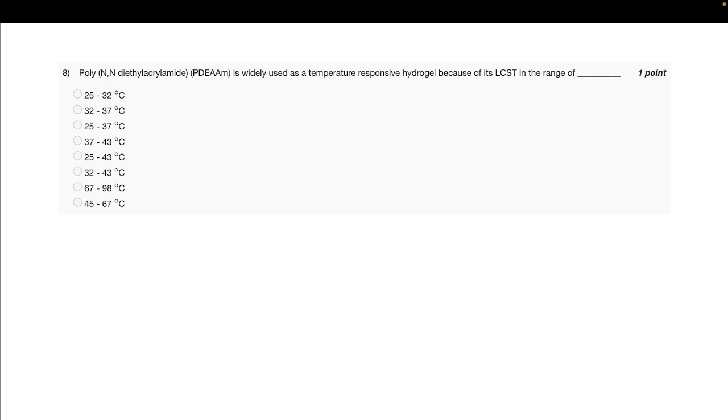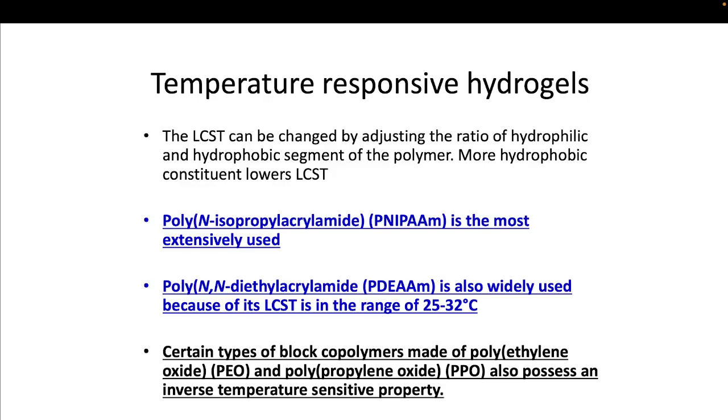Next was, poly N-isopropylacrylamide is widely used as a temperature responsive hydrogel because of its LCST in the range of... So this is a straightforward question. Might have been mentioned in the slides. Option 1, ma'am. Option 1. Okay, yeah. There's nothing much to discuss here. So as I said, this is one example of a temperature responsive hydrogel, and it is widely used because it has its LCST in the range of 25 to 32 degrees Celsius. So this was mentioned in the slides.